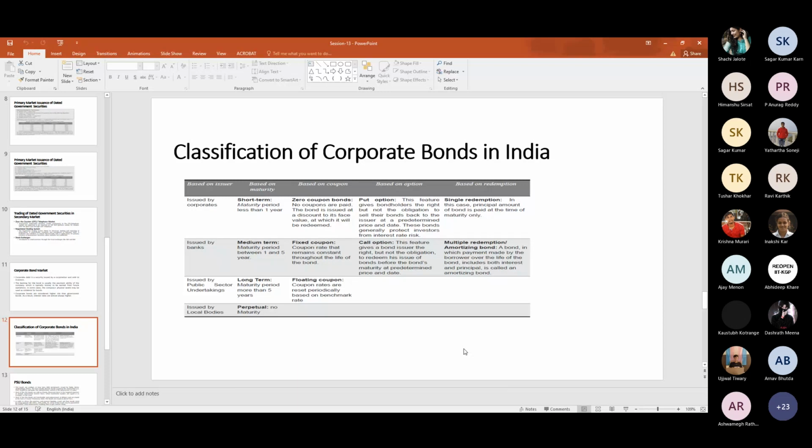These bonds are not largely available in the Indian context. Most of our bonds are always redeemed at par. So once the maturity period is over, you will get back your principal and other things.